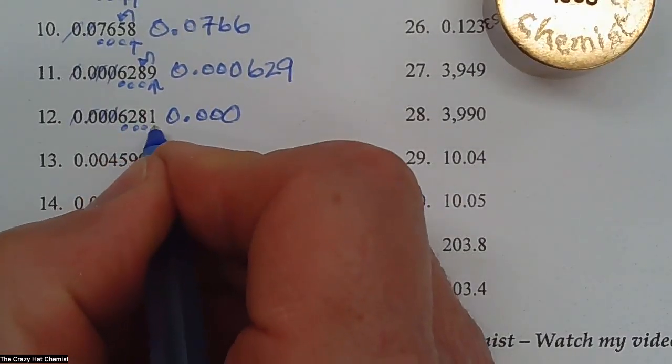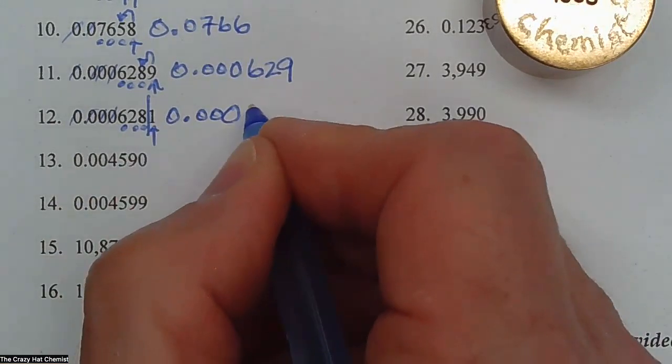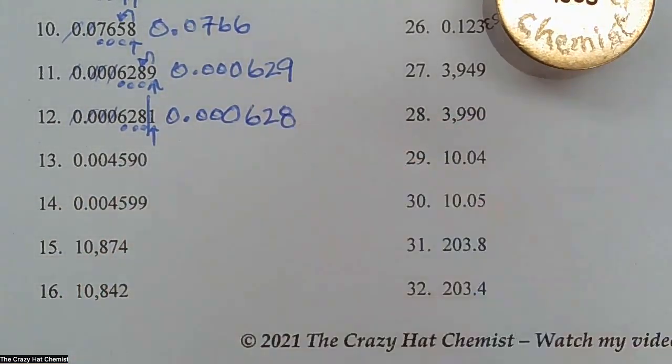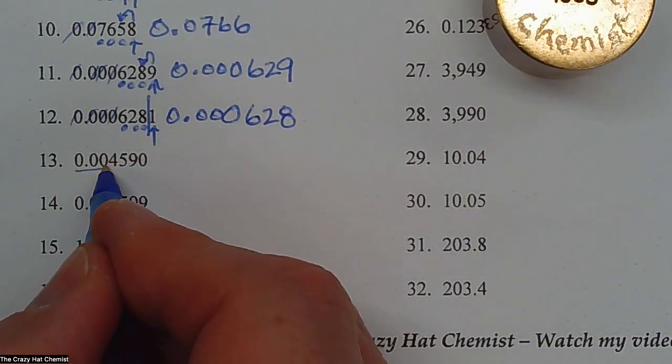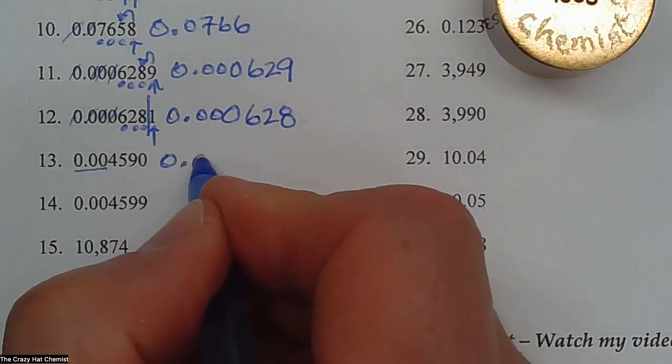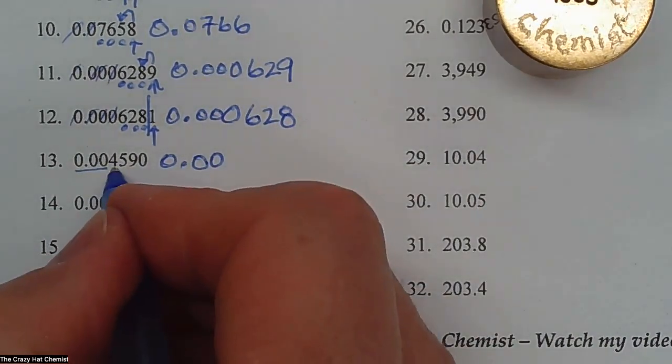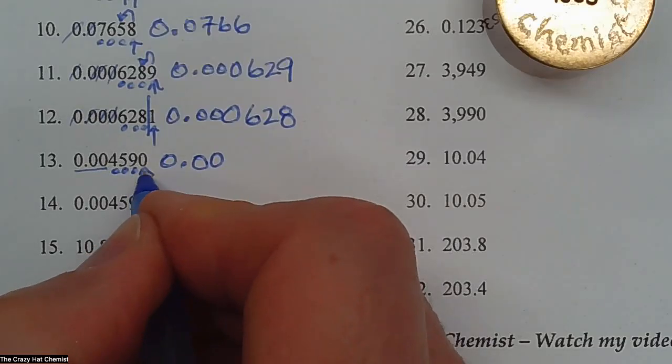1, 2, 3 significant figures, rounding with that 1. Chop the number 6 to 8. Remember, those leading zeros don't count, but they're important for placeholders. So just write them down again. And now I have 1, 2, 3 significant figures. I'm rounding with that 0.